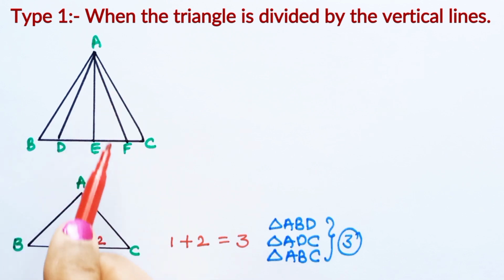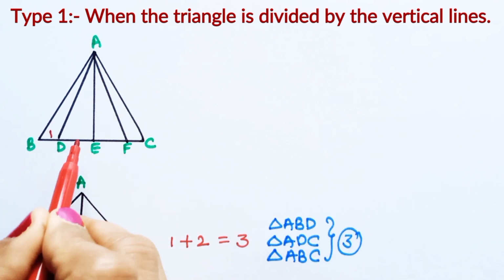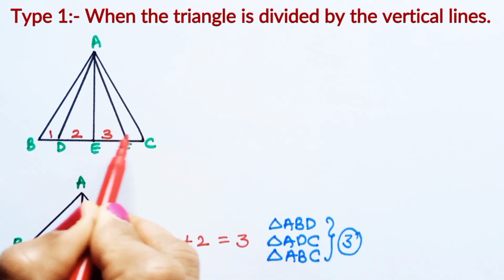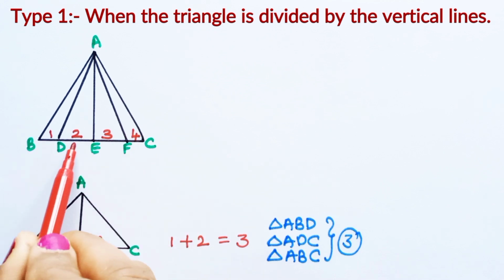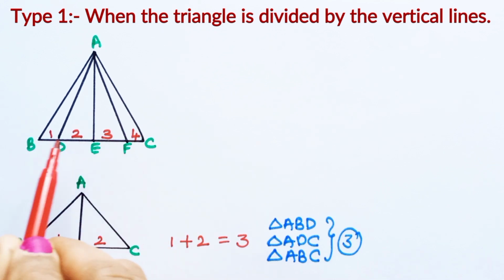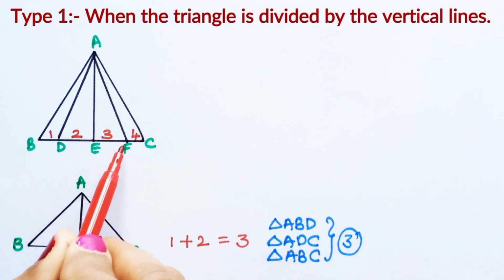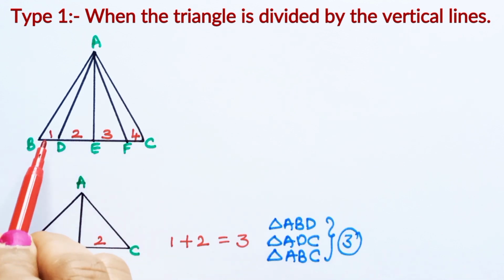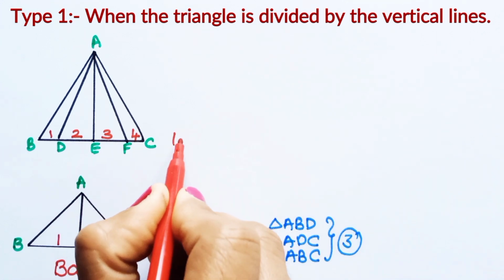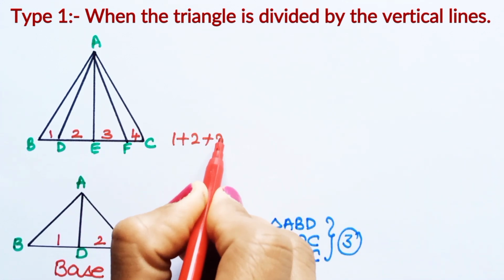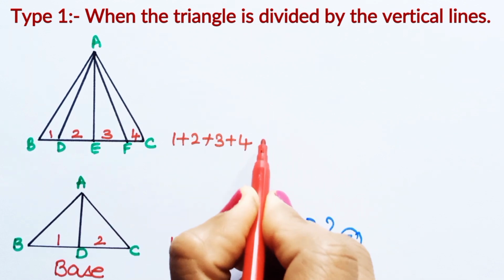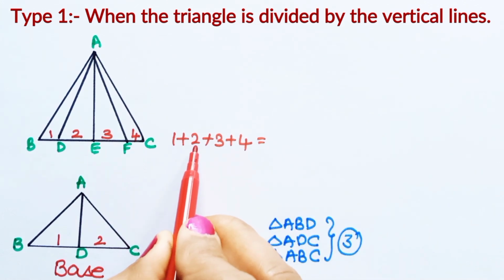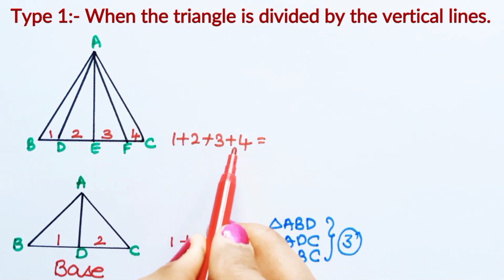So we need to count the number of parts of the base of the triangle in which it is divided by the vertical lines. So this is 1 division, 2, 3, 4. So the base BC is divided into 4 parts: BD, DE, EF and FC. Now in the next step, we need to add all these numbers. 1 plus 2 plus 3 plus 4. 1 plus 2 is 3, 3 plus 3 is 6, 6 plus 4 is 10.